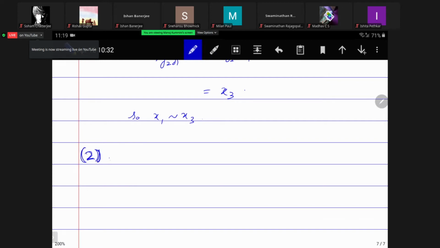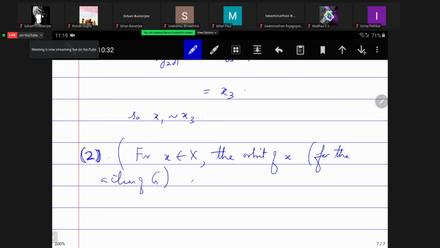Sir, what do you exactly mean by orbits of G in X? Okay, maybe I should clarify. So for x inside X, the orbit of x for the action of G is the set phi g of x as g is inside G. Now one can consider this. Fix an x, take the orbit. Take some other x, take its orbit, and so on.